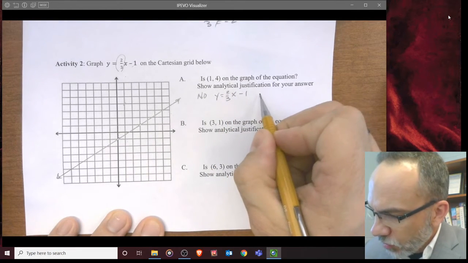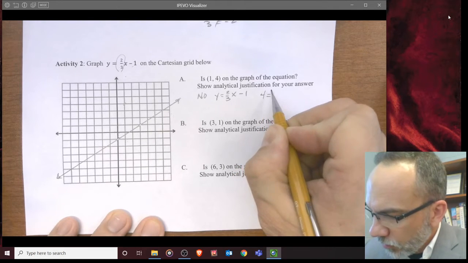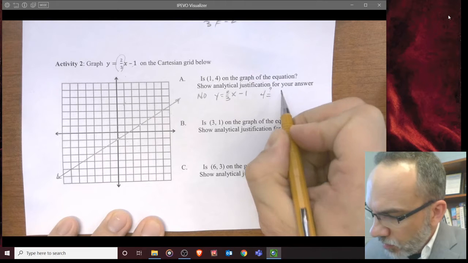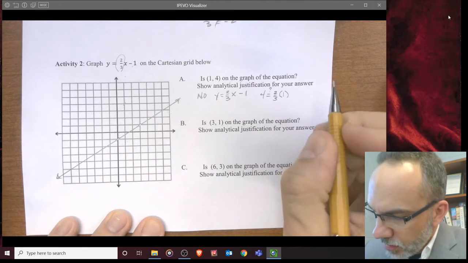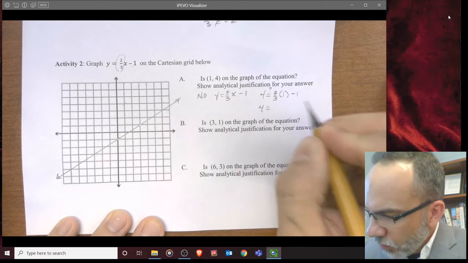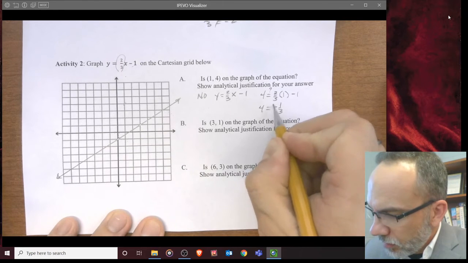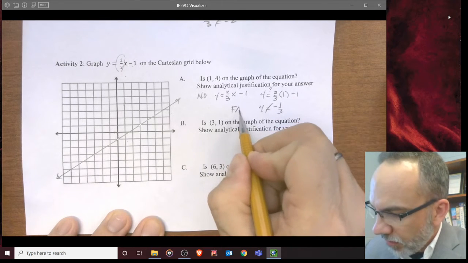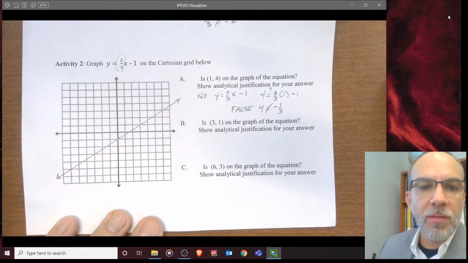So to give myself some room, I'll go to the right here. So is the y value, which is 4, equal to, I'm asking, 2/3 times the x value, which is 1, minus 1? Is 4 equal to 2/3 minus 1? Isn't that like a negative 1/3? No, that's a false statement. Okay, there we go. It's not on the graph.